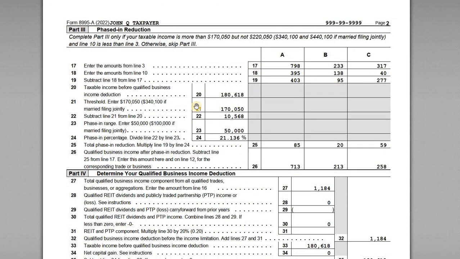So we're going to complete a phased-in reduction for every single SSTB because all of them had a line 10 amount that's less than line 3. And again, our taxable income before the QBI deduction is within this range. So for 17, 18, and 19, as it's asking us, pull these amounts up from Part 2. So Part 2, enter the line 3 amount. Now line 18, enter the line 10 amount from Part 2. Subtract the 2 from there.